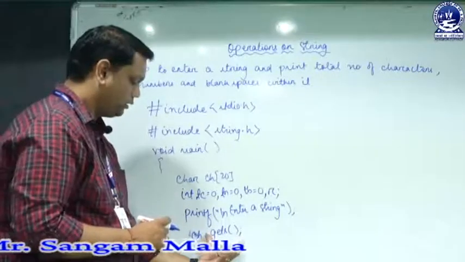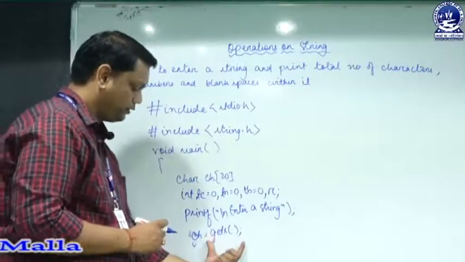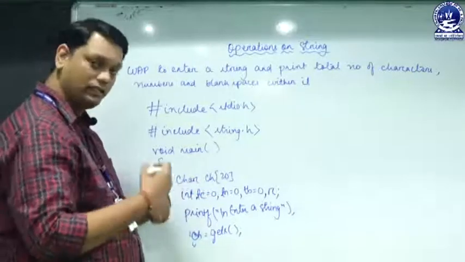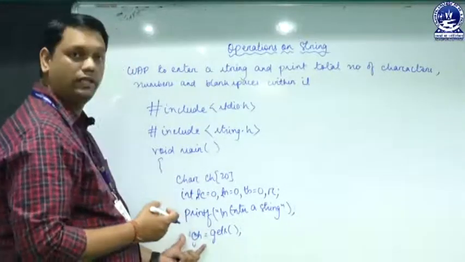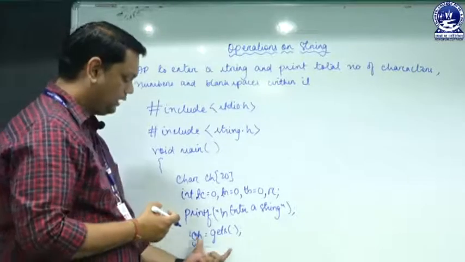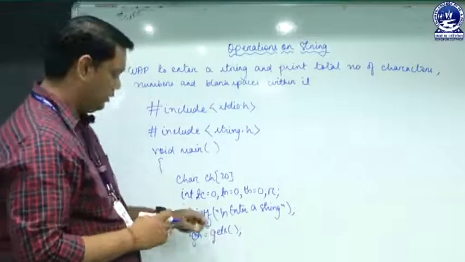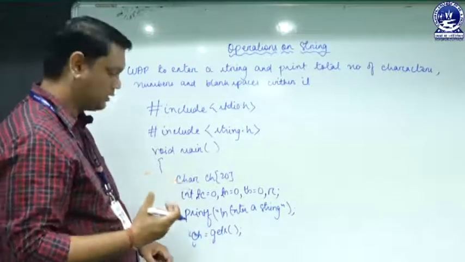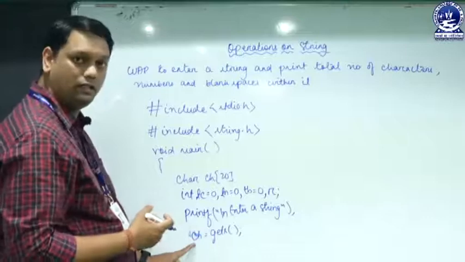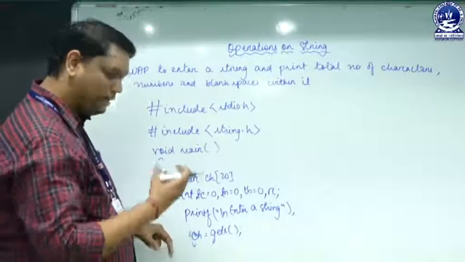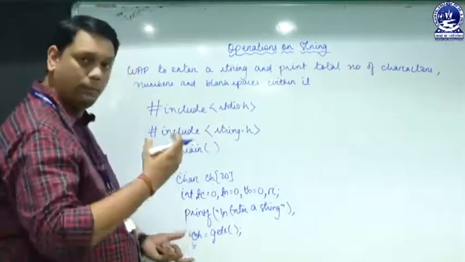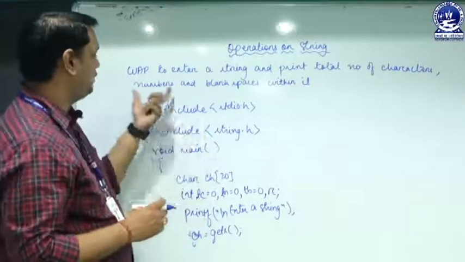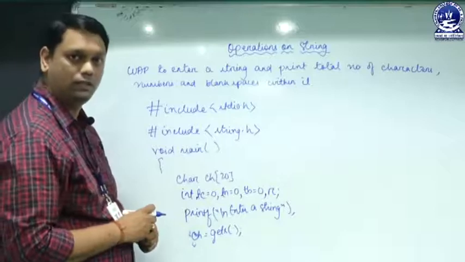So here what happens is that the gets function will collect the data from the user and put it in ch. Now ch will accept the string from the user, including the blank spaces. Now the string has been accepted in ch. Now each character from the string will be extracted, and we will calculate the total number of characters, numbers and blank spaces within it.